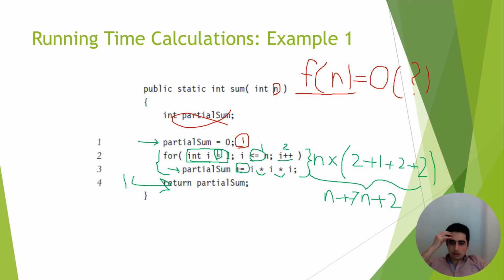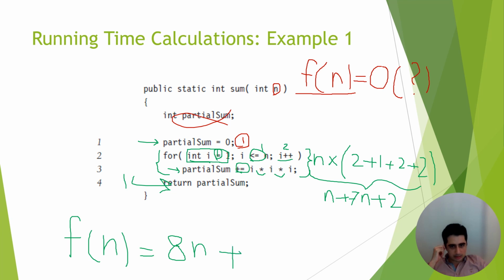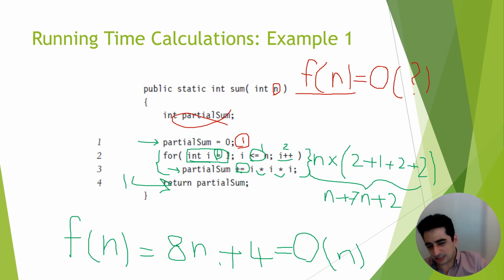So long story short, if you add them all together, the value that we get for f of n would be 8 times n plus 4, I should say, right? But it doesn't really matter. You don't need to do all these calculations in a very detailed fashion. You can say this is basically the order of n. Why? Because the plus 4 and the 8 are not going to affect the growth rate.